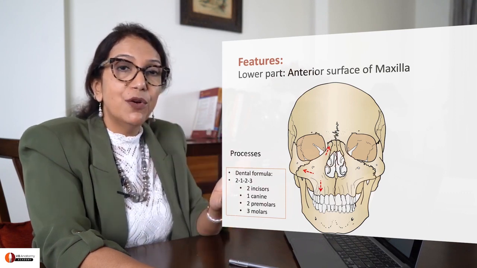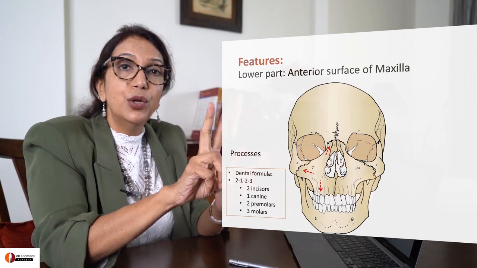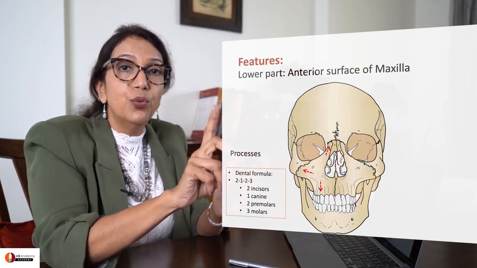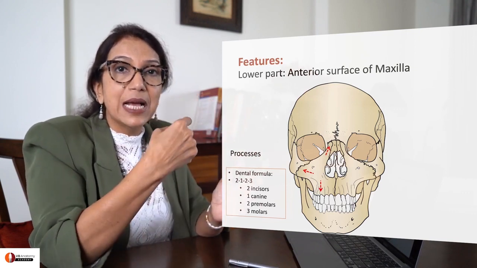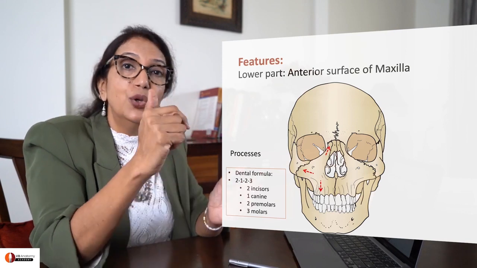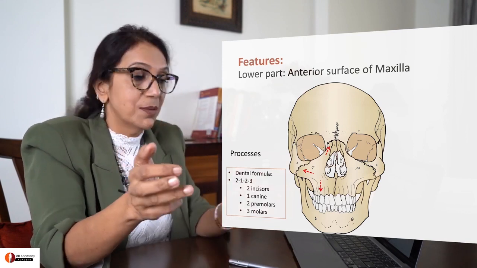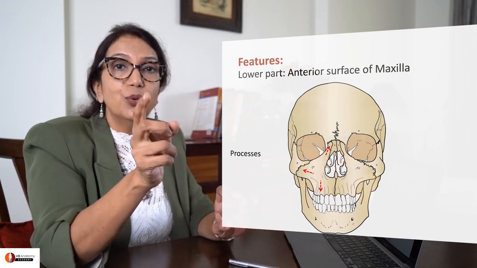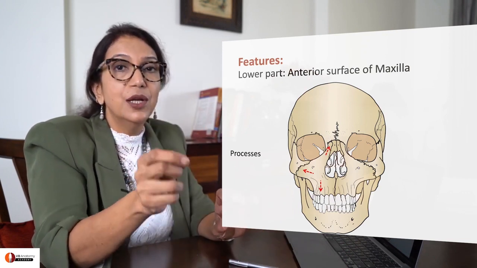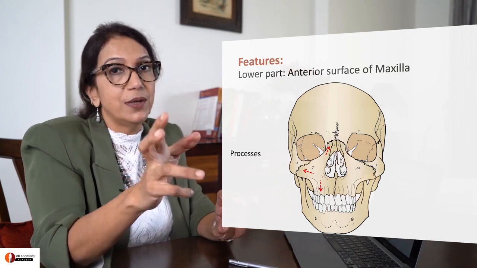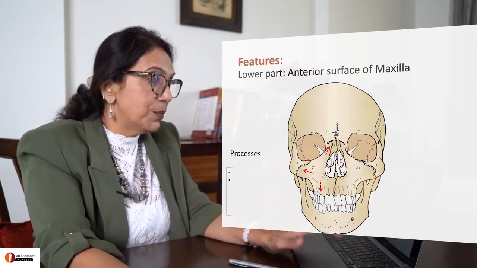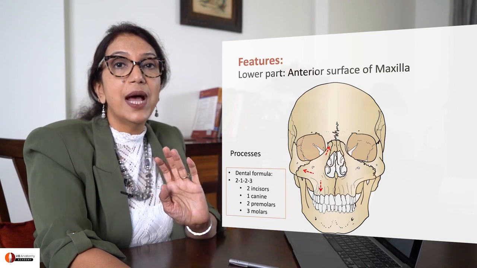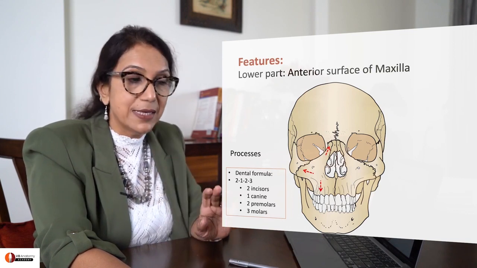Please revise the dental formula: 2, 1, 2, 3. 2 incisors, 1 canine, 2 premolars, 3 molars. Please tell me again, everyone. 2, 1, 2, 3. 2 incisors, 1 canine, 2 premolars, 3 molars. These are the teeth that are attached to the alveolar margin of maxilla.